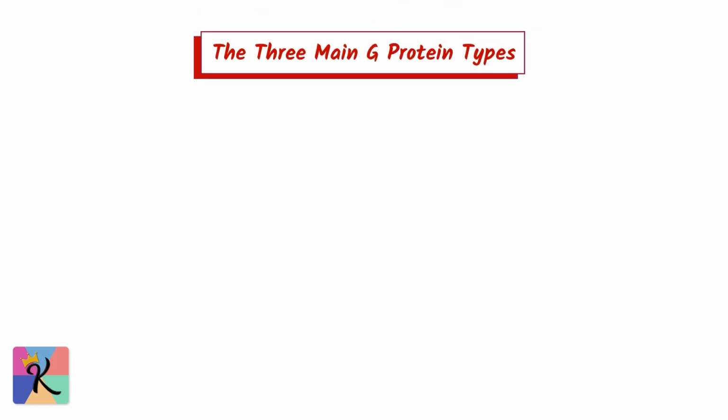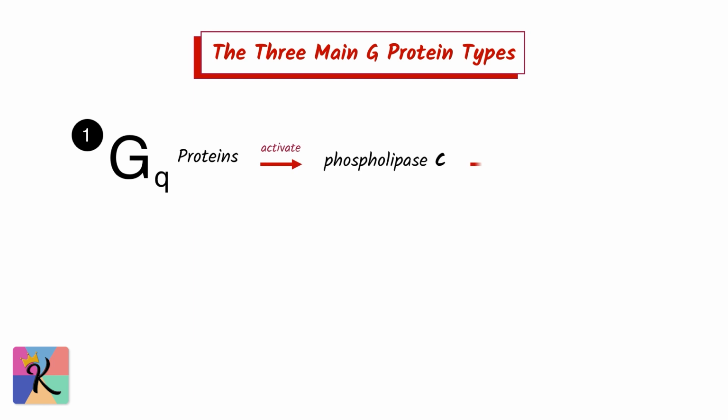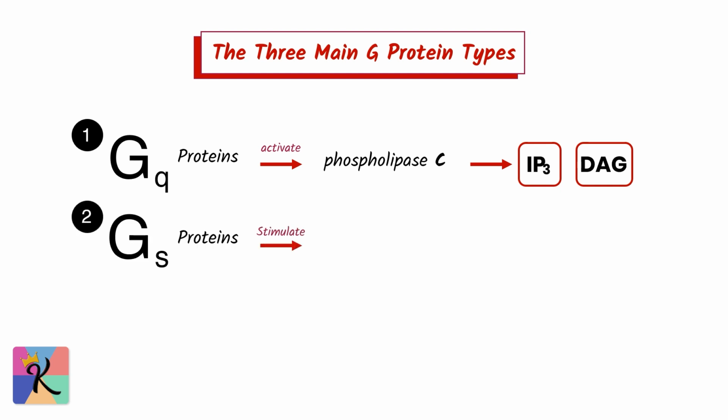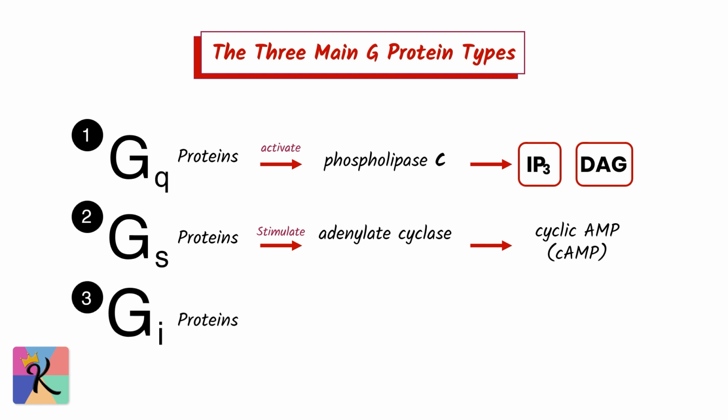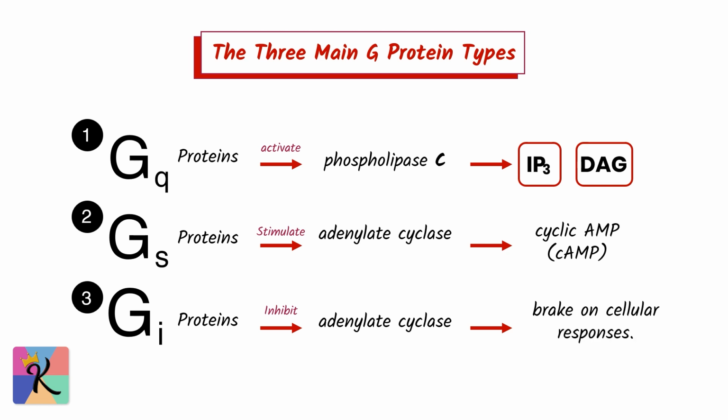The 3 main G protein types are Gq proteins, which activate phospholipase C, producing molecules like IP3 and DAG that further relay the signal. Gs proteins stimulate adenylate cyclase, raising levels of cyclic AMP, which activates protein kinase A. Gi proteins inhibit adenylate cyclase, acting as a brake on cellular responses.